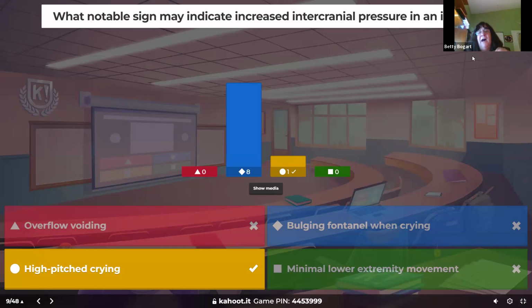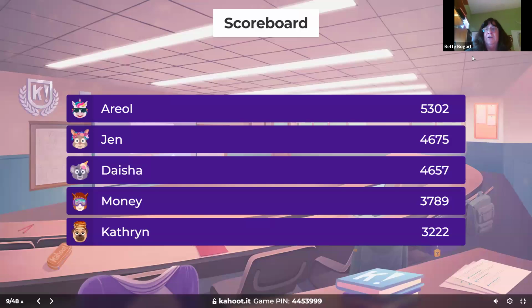Now, it's not a bulging fontanelle when crying. It's at rest. That means there's too much pressure. All babies will have a bulging fontanelle when they're crying. So it's when they're at rest, sitting up, no reason for it to be bulging. But very good, you picked fontanelle.